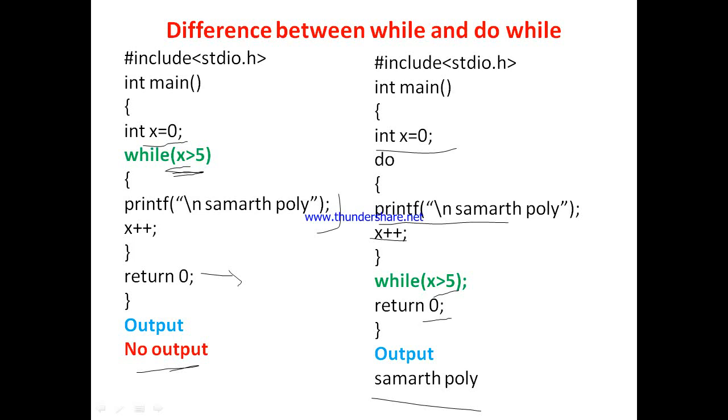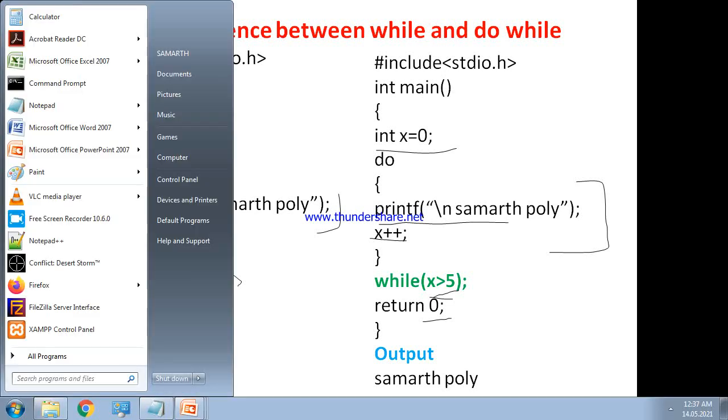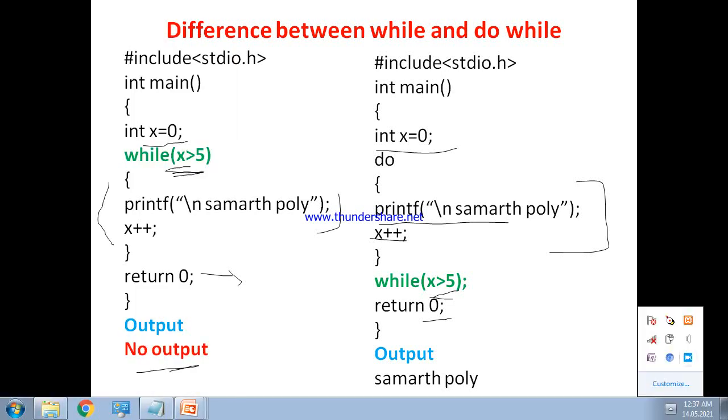Now what difference have we seen here? The difference is that in the while loop, if the condition is false at the entry point, then the body of the loop is never executed, not even a single time. But in the do while loop, if the test condition is false at the entry point, then also the body of the loop is executed at least one time. Okay, in the do while loop, if the test condition is false, then also the body of the loop is executed one time. But in the while loop, if the test condition is false at the entry point, then the body of the loop is not executed.